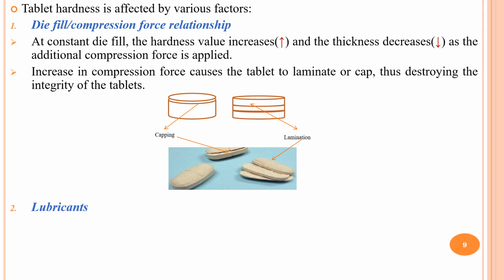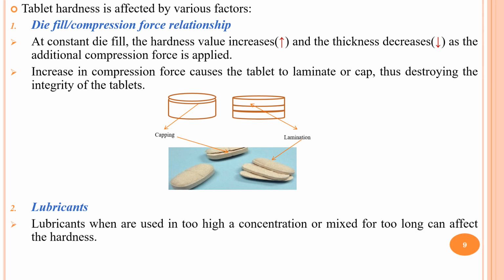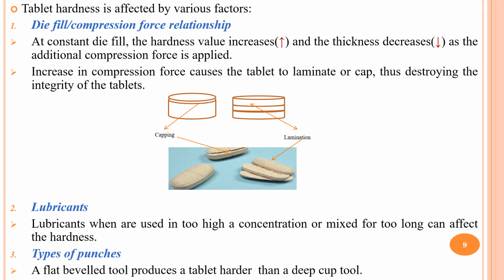Second factor is the lubricants. Lubricants, when used in too high a concentration or mixed for too long, can affect the hardness of the tablet. Types of punches: a flat beveled tool produces a tablet harder than a deep cup tool.